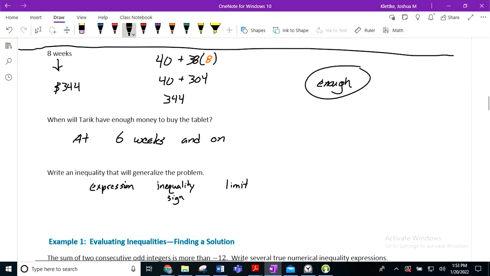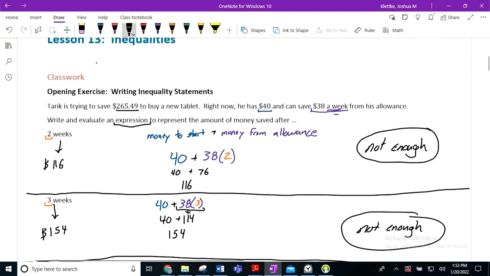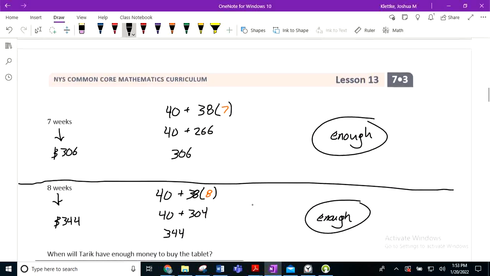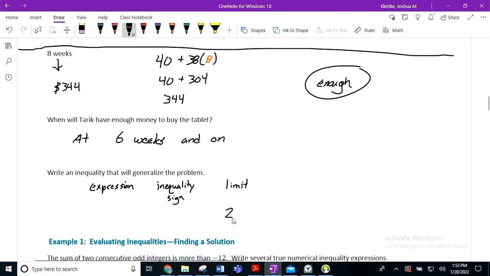So our limit is probably the easiest thing to talk about. Our limit in this problem is the $265.49. That's what he's going for. So $265.49. We put that there because it doesn't have to be exactly that amount. It can go over it. He can have some money left over, no problem with that.